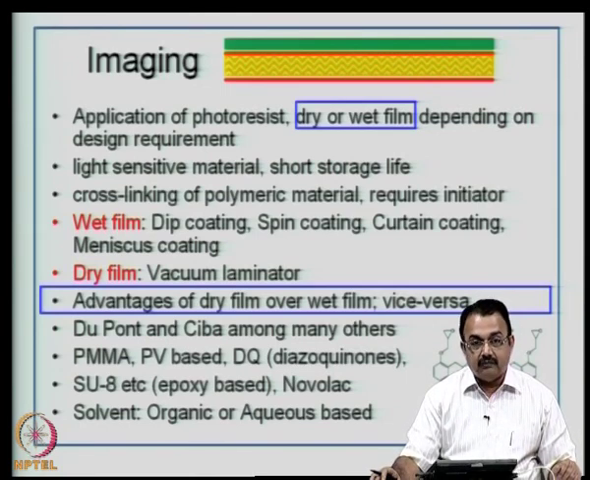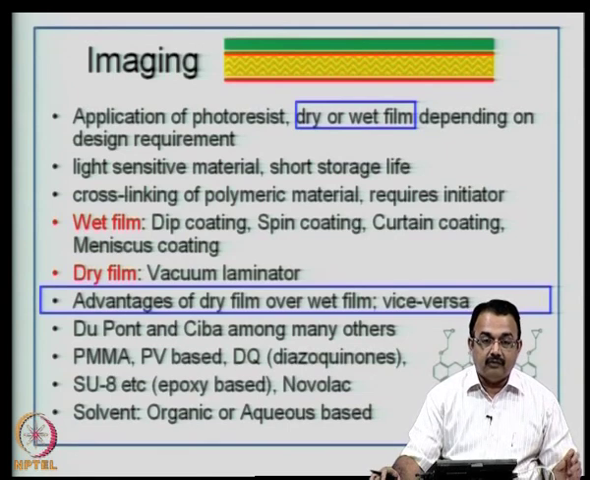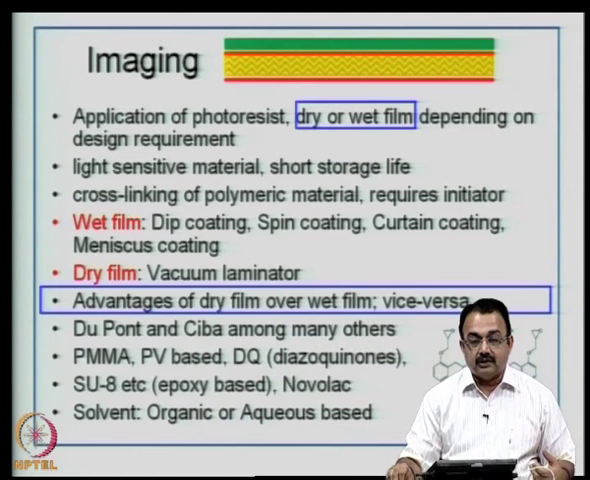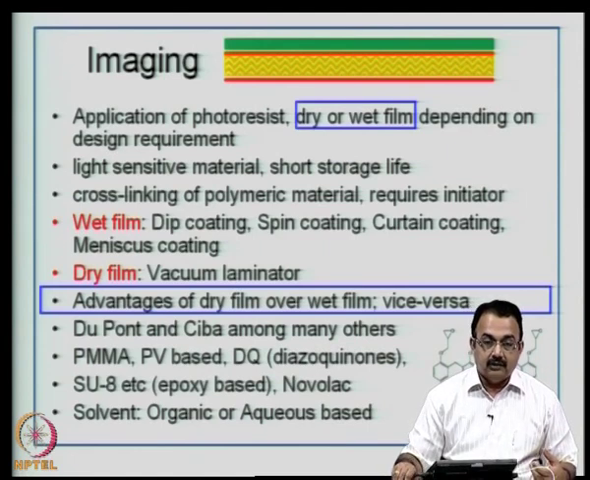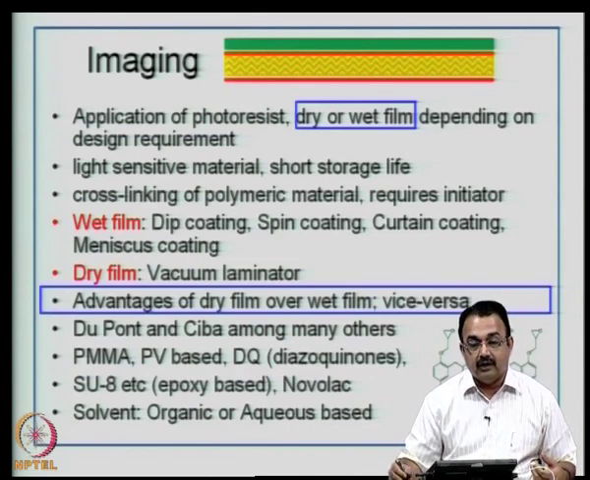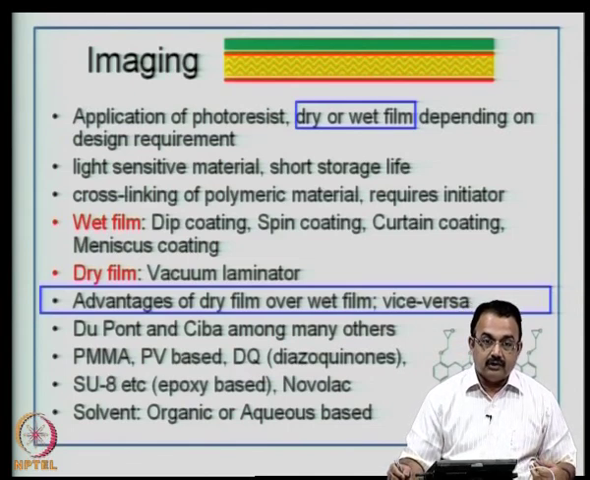Photoresist is a light sensitive material. It has got a short storage life, typically about 6 months only. So, if you buy a photoresist material, you have to consume this material in the process within 6 months, and you need to store it carefully in controlled light conditions like a yellow room. Most photoresist materials are light sensitive. You cannot work in white light.